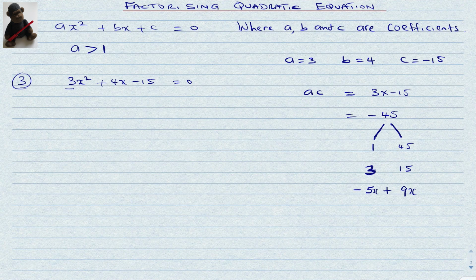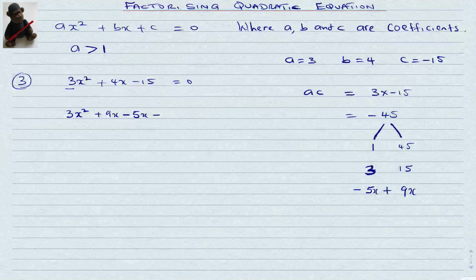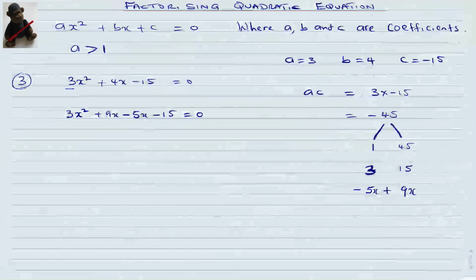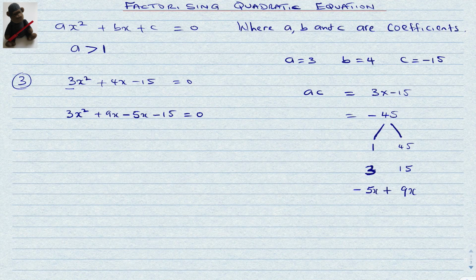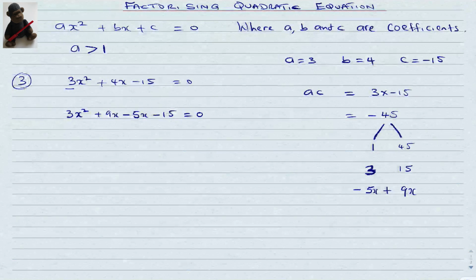What I'm going to do is put 9 in front of the minus 5, to make it easier for me to factorize. I'm going to do 3x squared plus 9x minus 5x minus 15 equal to 0. It's still the same thing, because 9x minus 5x is 4x.